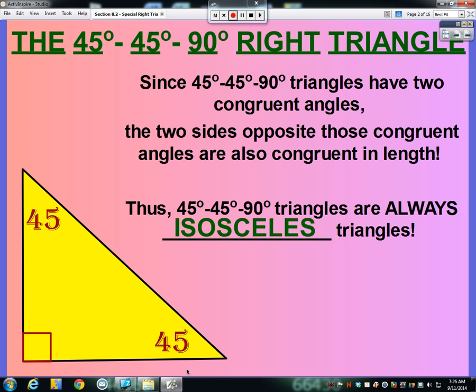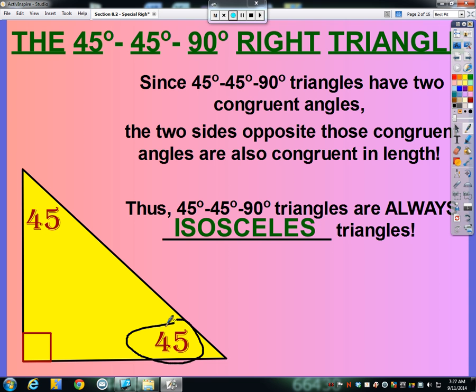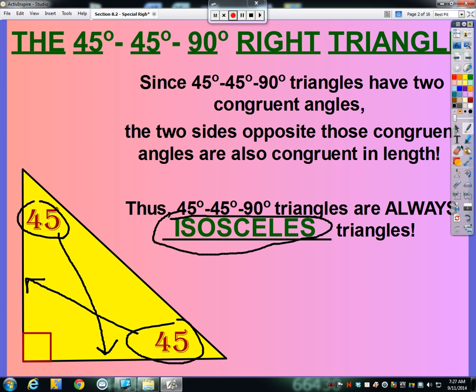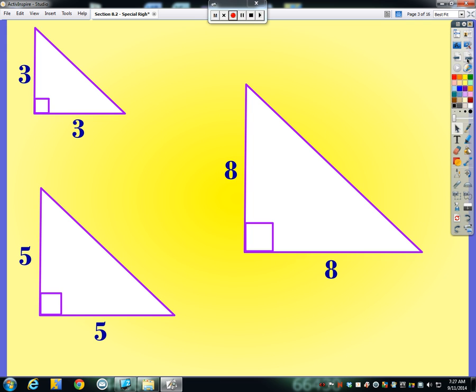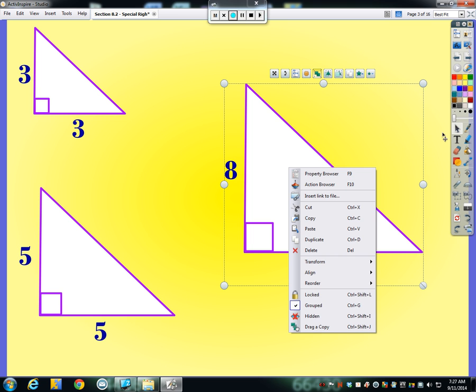Since we have two congruent angles, the 45s, that means we must also have two sides that are congruent. And those sides are the ones that are opposite of our two congruent angles. So this side over here, and then take that angle, go to the opposite side, and this side over here. These two sides are congruent. And if we have two congruent sides, therefore we will always have an isosceles triangle. So this is one little extra thing that's true about a 45, 45, 90: it will always be an isosceles triangle.